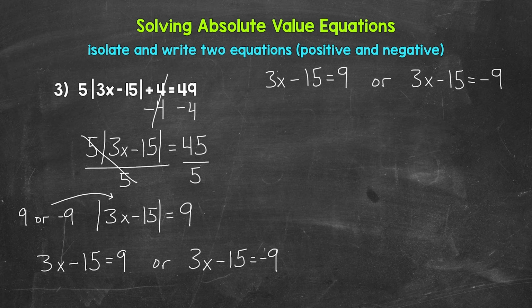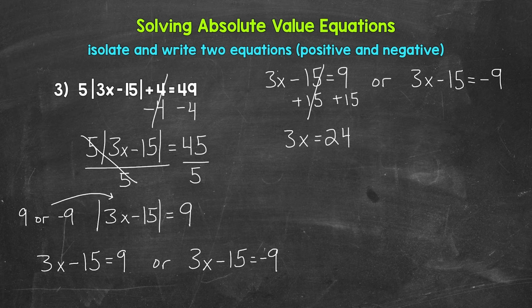Let's start by solving 3x minus 15 equals 9. So we need to undo that subtraction first. Let's add 15 to the left side of the equation and then to the right side as well. These 15's cancel each other out. So we have 3x equals, and then on the right side of the equation, 9 plus 15 gives us 24. So we have 3x equals 24.